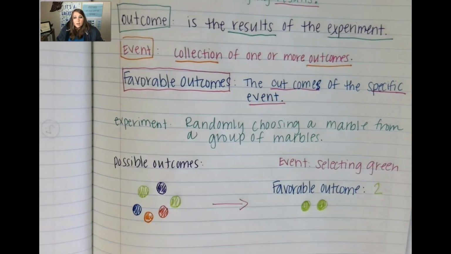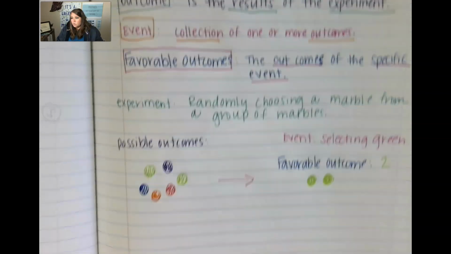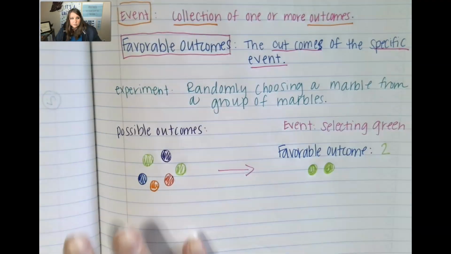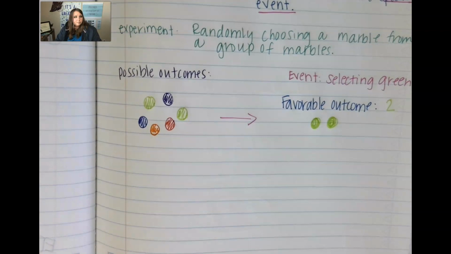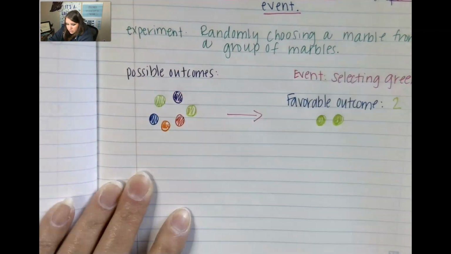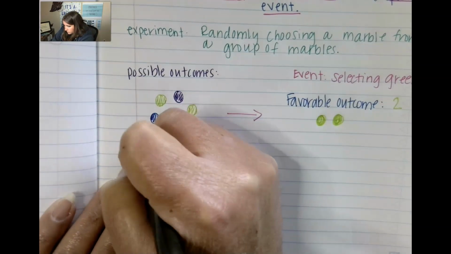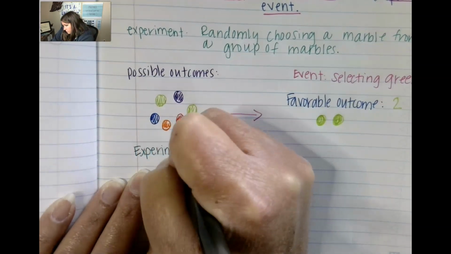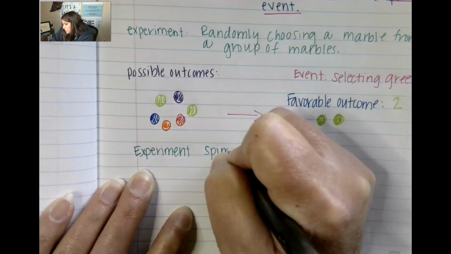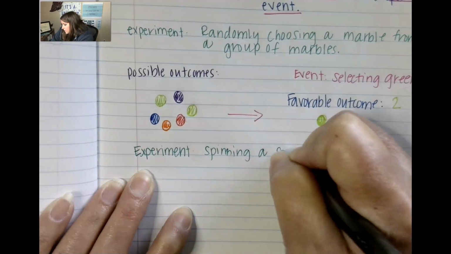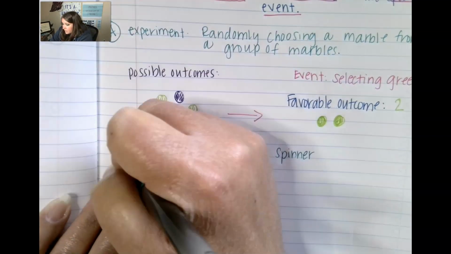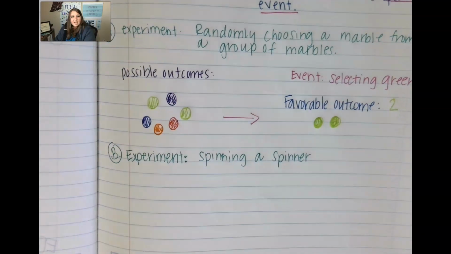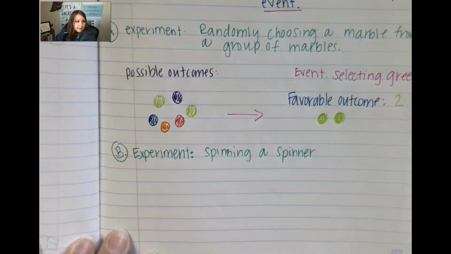Now let's do another example so that way we have some more ideas about what this possibly could mean. So let's say that now another experiment is spinning a spinner. So here's my experiment: spinning a spinner. That is my next experiment. So here's experiment A and experiment B. Spinning a spinner. And the spinner that I have looks like this.